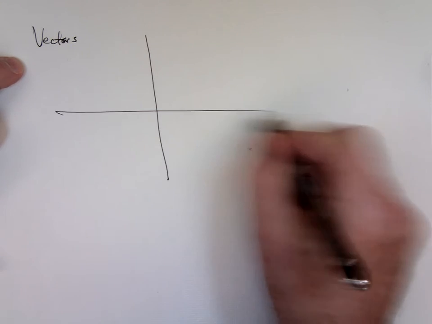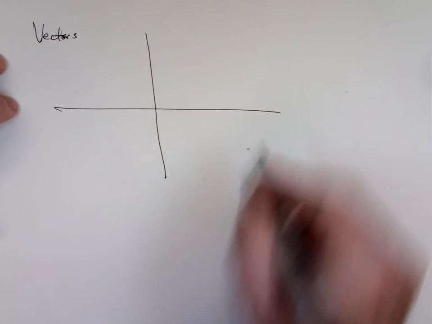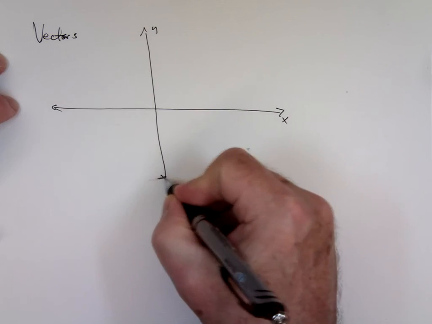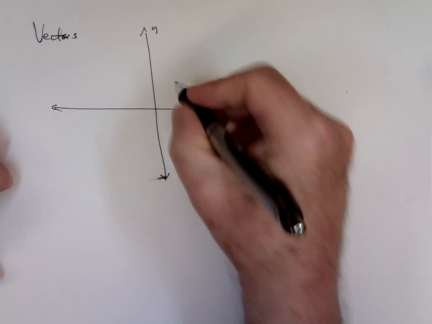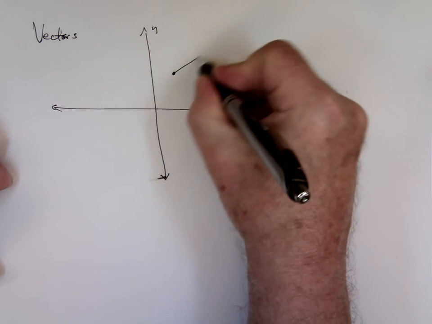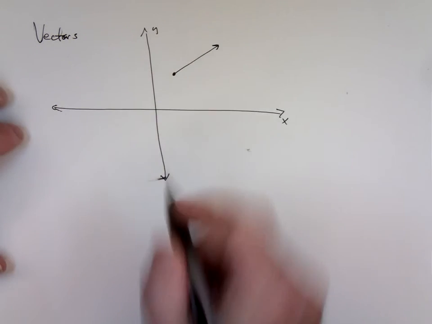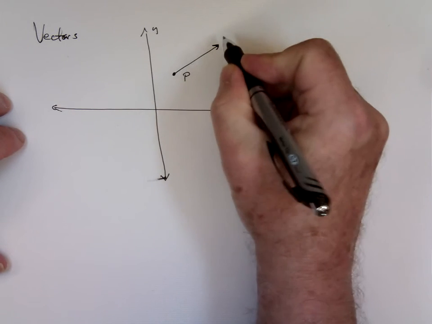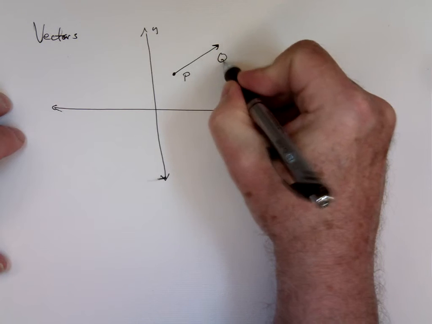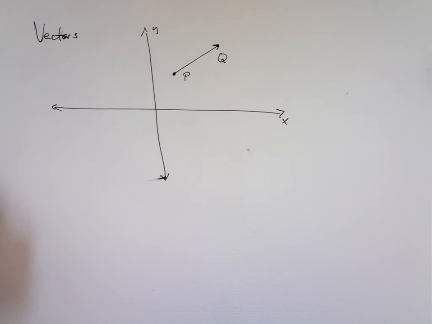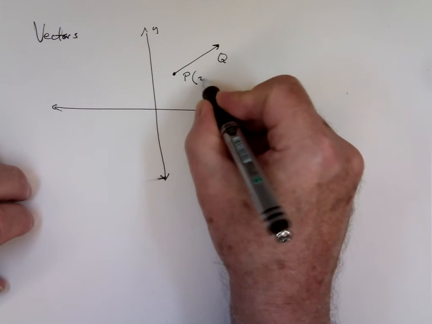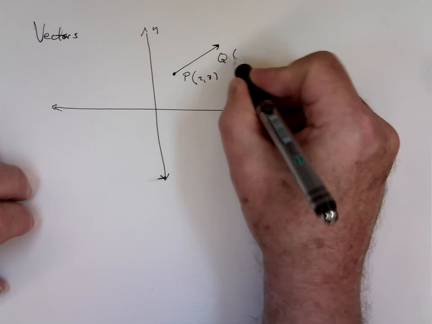We'll do 2 space first. A vector is a directed distance from one point to another. This is called the initial point, called P, to a terminal point, Q. The direction makes a difference. Let's say P has the coordinates 2, 3. Q has the coordinates, let's say 5, 6.